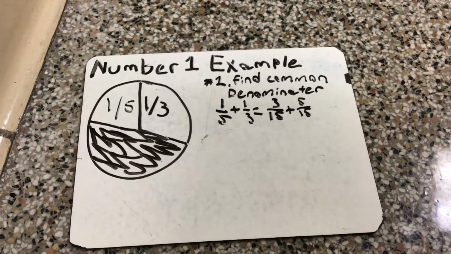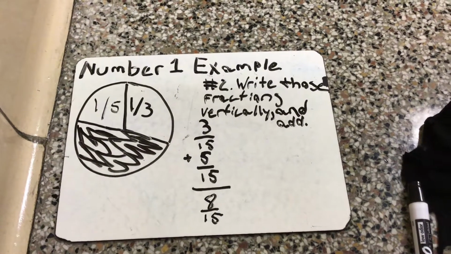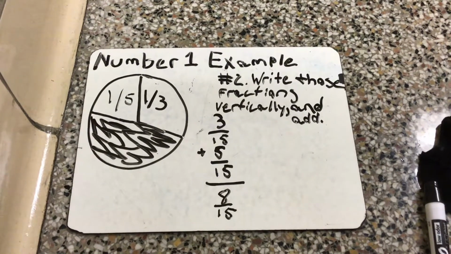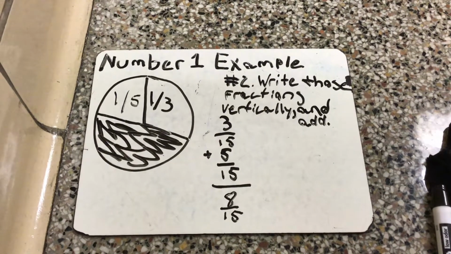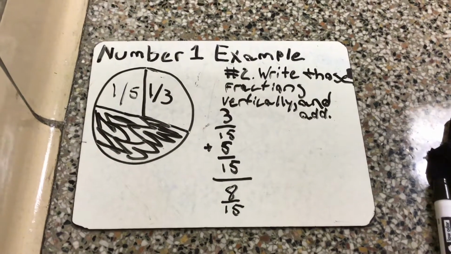Our next step is to add those together. For our next step, we have to add those new fractions. We have to write them vertically and then add. 5/15 plus 3/15 equals 8/15. On to the next step.